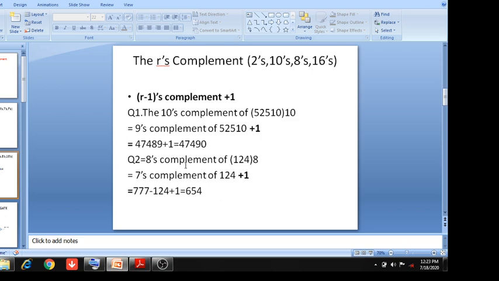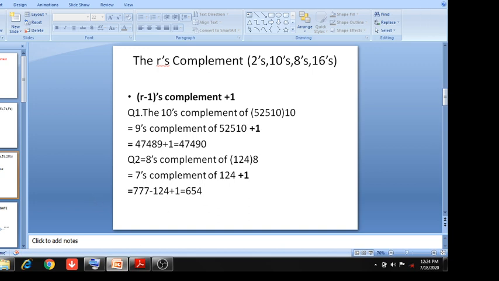Now you have to determine the 8's complement of 124 base 8. First determine the 7's complement, then plus 1. And how will you determine the 7's complement? Subtract every digit from 7. So 777 minus 124 plus 1 is equal to 654. In this way you can solve 8's complement, 16's complement or 2's complement questions. This is very, very important when you perform signed numbers.